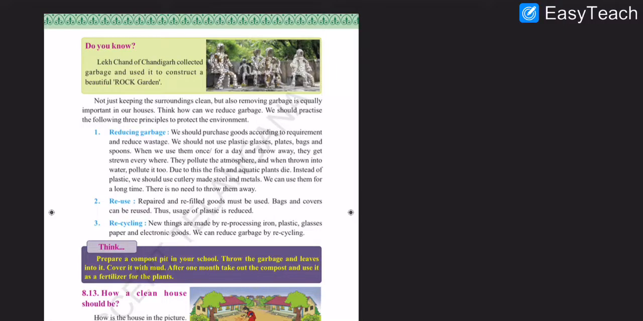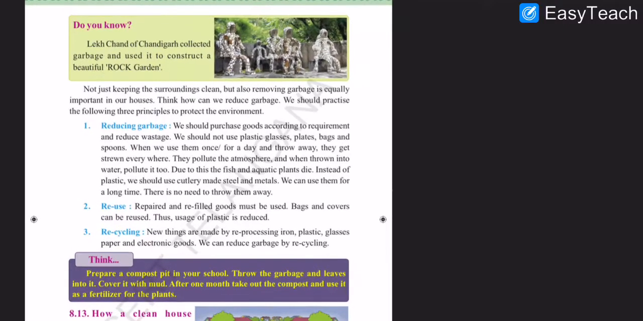Lake Chand of Chandigarh collected garbage and used it to construct a beautiful rock garden. You can see the picture. Not just keeping the surroundings clean, but also removing garbage is equally important for our houses. Think how we can reduce garbage.